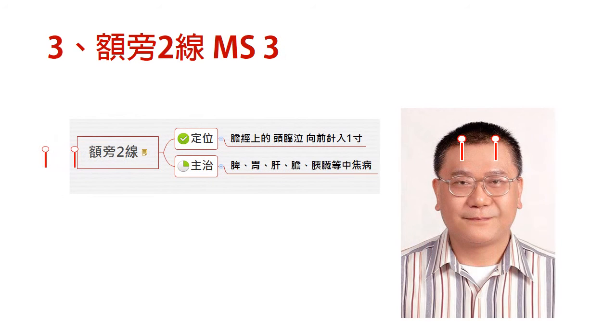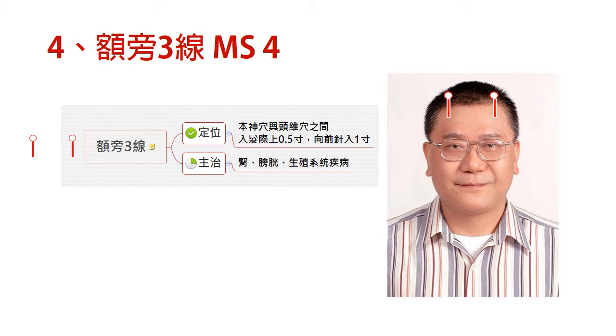Again, we talk about MS3. Lateral line 2 of the forehead, we call MS3. Location on the forehead, one cun long straight from gallbladder 15 straight down along the gallbladder channel. Indication for acute or chronic gastritis, pain resulting from peptic ulcer or liver or gallbladder disorder, spleen, stomach, liver, gallbladder, or pancreas disease.